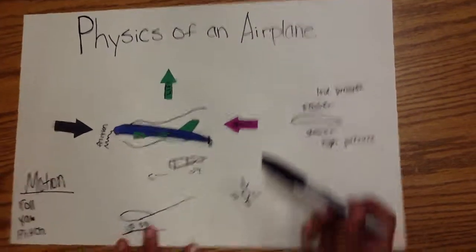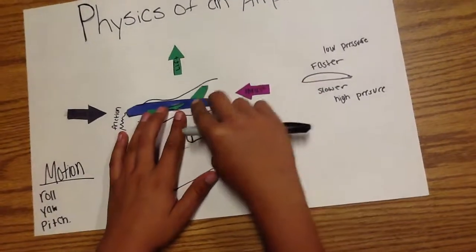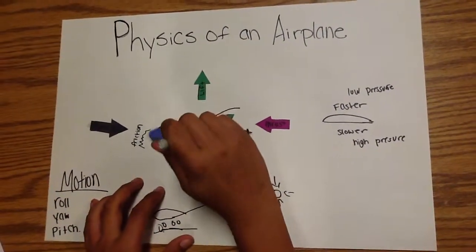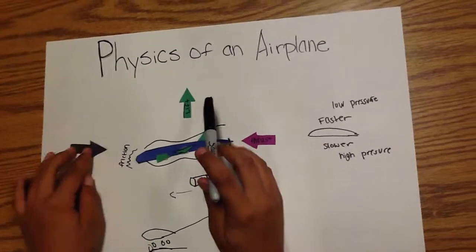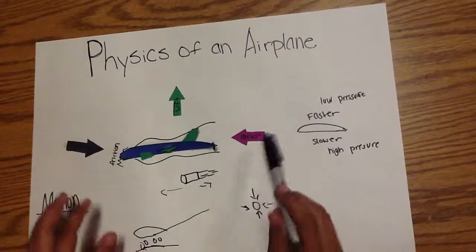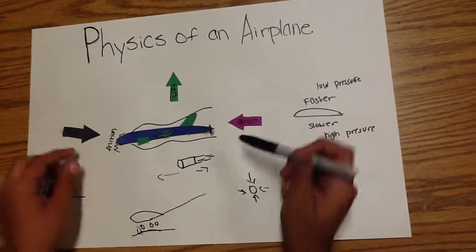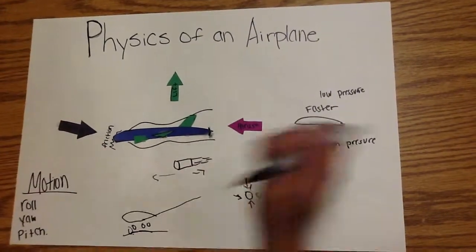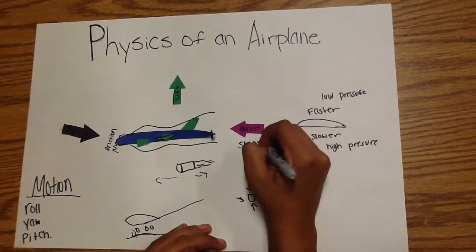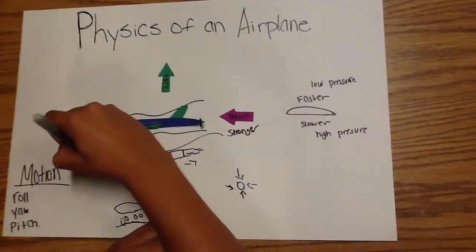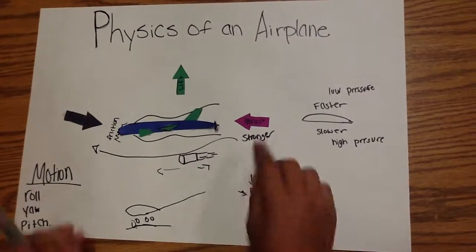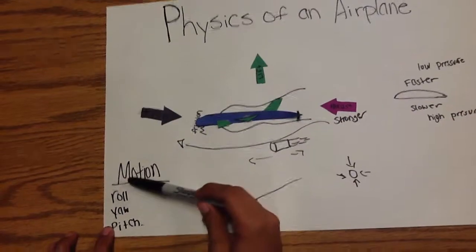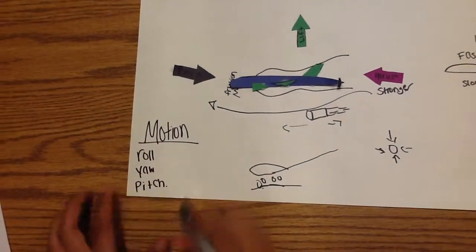Okay, so there's thrust on the airplane, making the airplane go forward. There's lift on the airplane, making the airplane go up. There's drag on the airplane that makes it harder to move forward. The thrust opposes that, and the thrust has to be stronger than the drag to move forward.